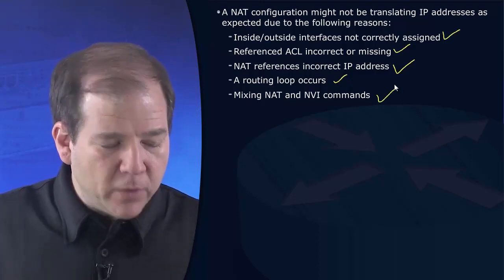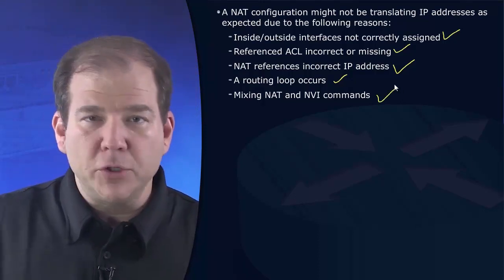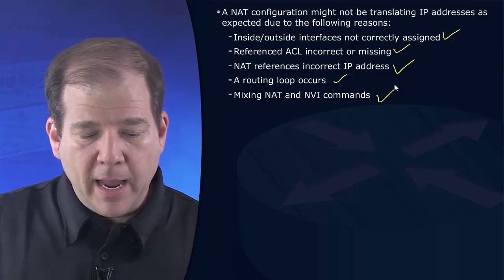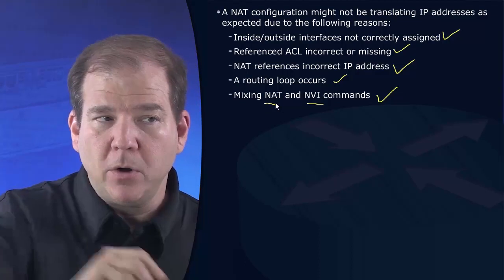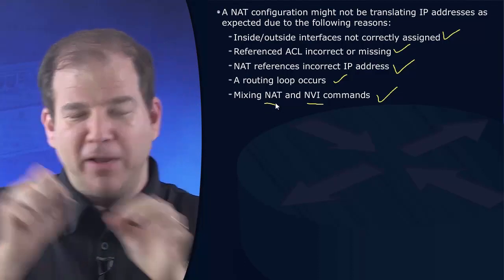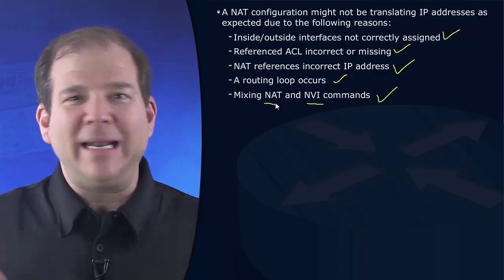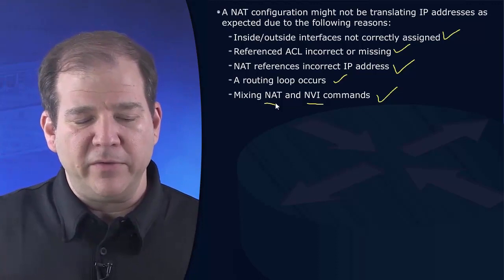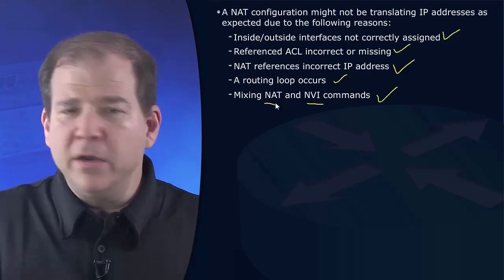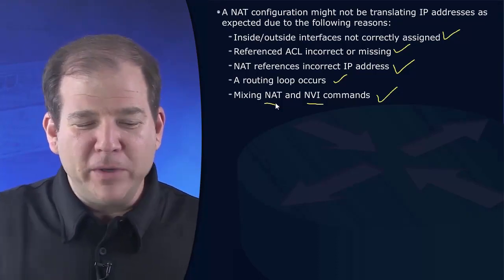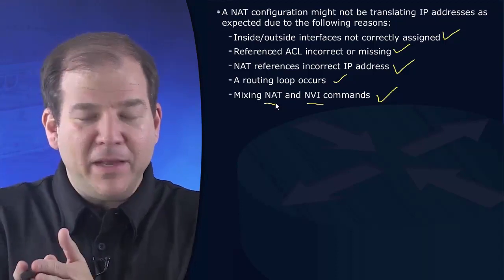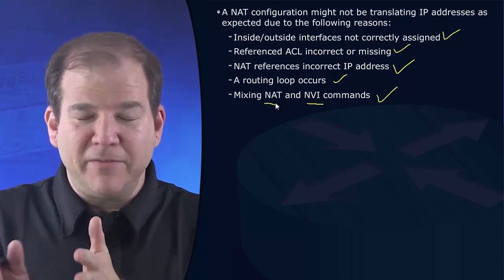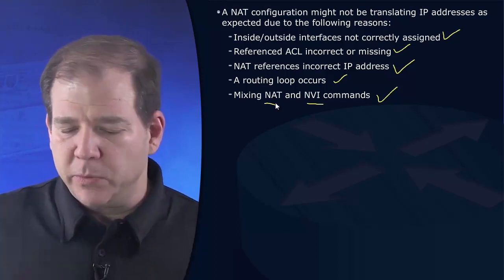I referred to something called classic NAT. There's a newer version of NAT called NAT Virtual Interface, or NVI, and it has a slightly different set of commands. You don't really go in and say that you're an inside interface and you're an outside interface. You just enable NAT on an interface with NVI. And we can do either one. They both work great, but we just need to decide, are we going to do classic NAT, or are we going to do NVI, and then we need to use that set of commands. We do not want to mix the commands between the two.